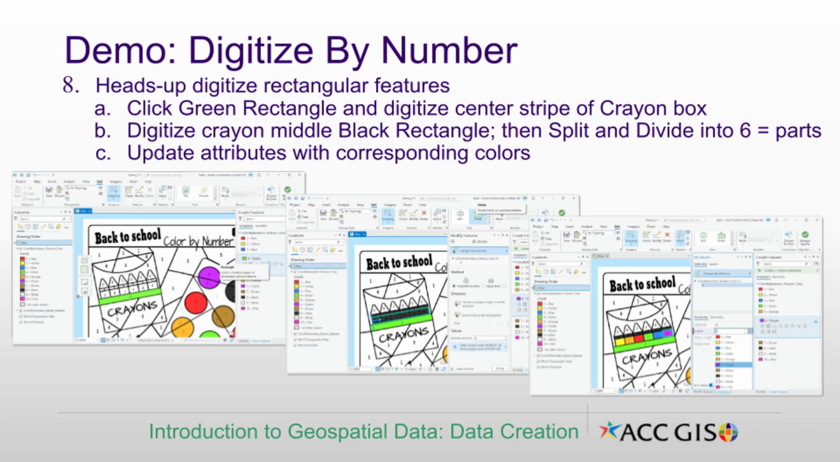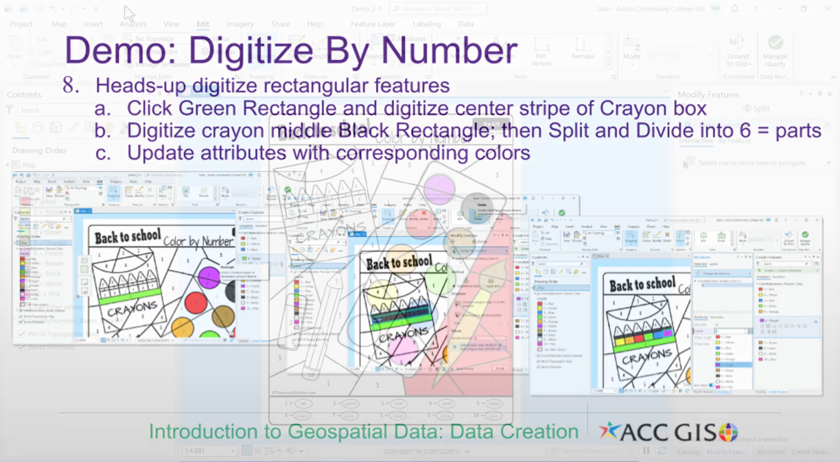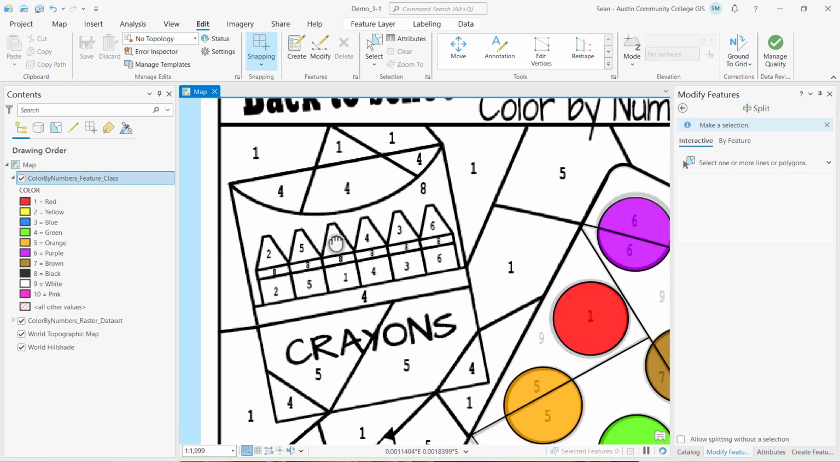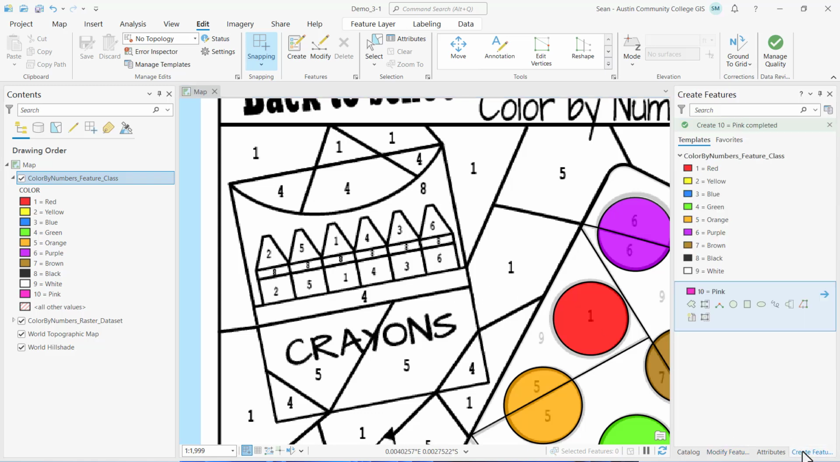Now that we've used the circle and clip tools to heads-up digitize the paint palette and paints, in step 8, we'll use the rectangular and divide tools to heads-up digitize the crayon box. All right, in the map view, I'm going to center it on the crayon box, and you can see it's made up of a lot of rectangles, including one in the middle there. So we're going to start with that rectangle.